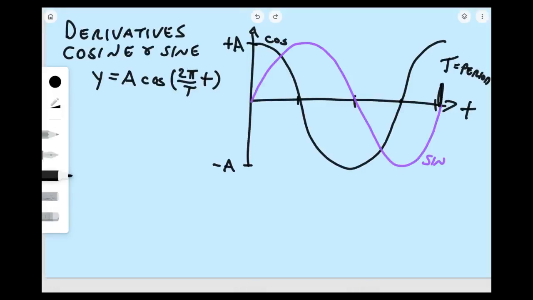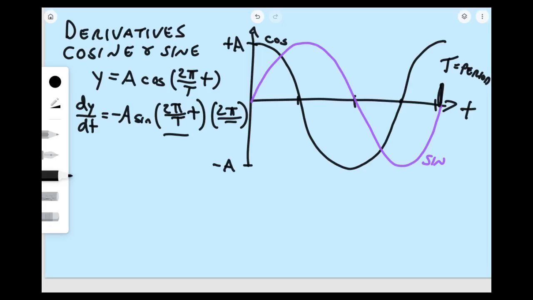We can take the derivative as before, dy/dt equals negative A sine of 2 pi over period times time. But now we have something else. We have to take the derivative of what's inside the sine. And that's the chain rule. And in this case, it's 2 pi over period times time. And we're taking the derivative with respect to time. So it's just 2 pi over period.